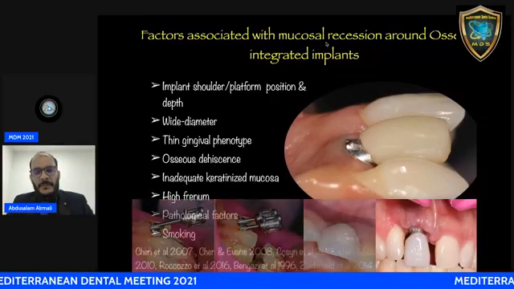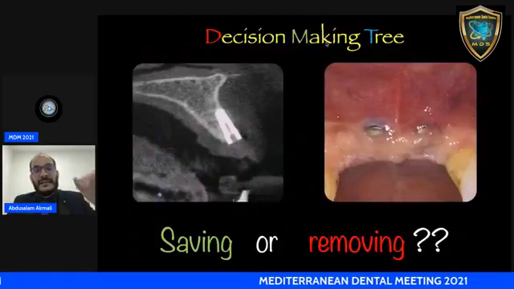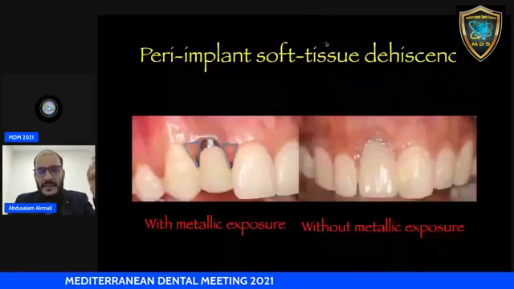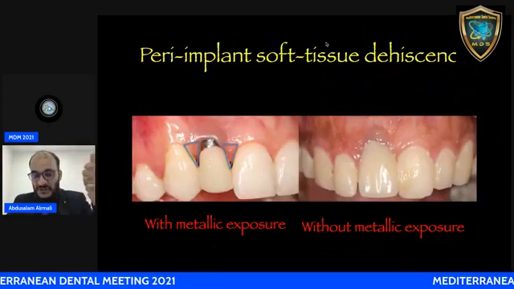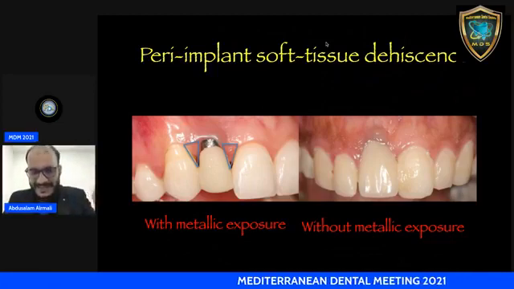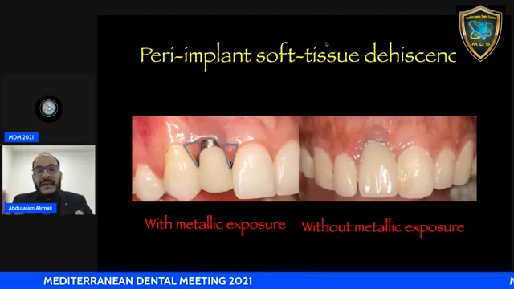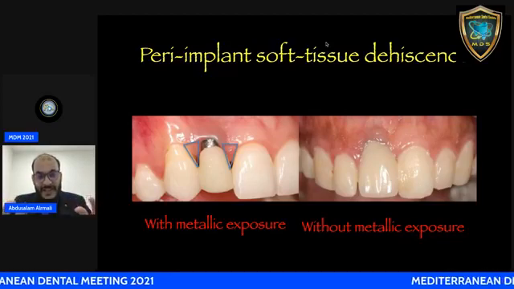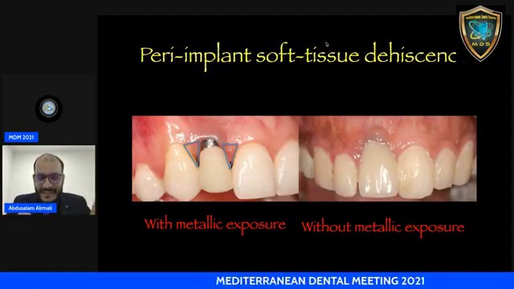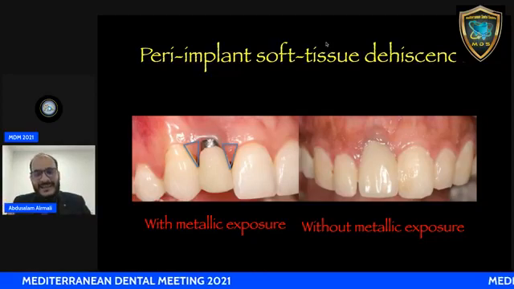Okay, so the other factor you have to bear in mind is that the decision making is mainly based on many factors. First, you have to keep in mind, this is the most common, the integrity of interproximal soft tissue. And in this case, the aesthetic failed case we're going to see in this presentation, it has metallic exposure with loss of interdental papilla, or without metallic exposure.